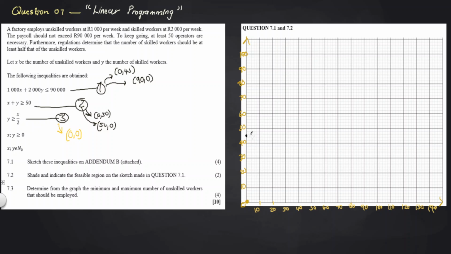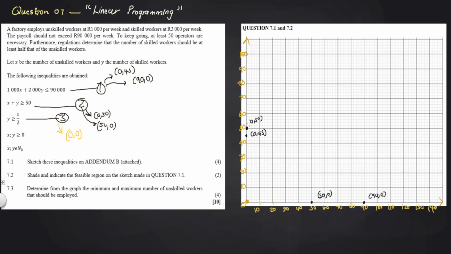0 and 45. It's the y-intercept. 90 and 0 now. It's the x-intercept. Then the second equation, 50 and 0, that's the x-intercept. And then 0 and 50, the y-intercept.